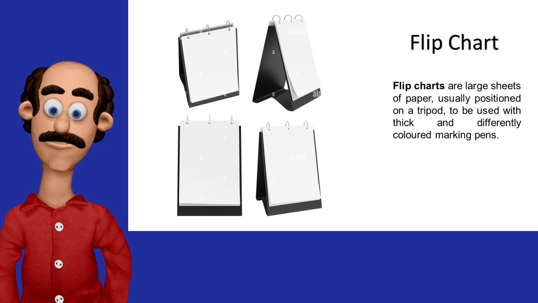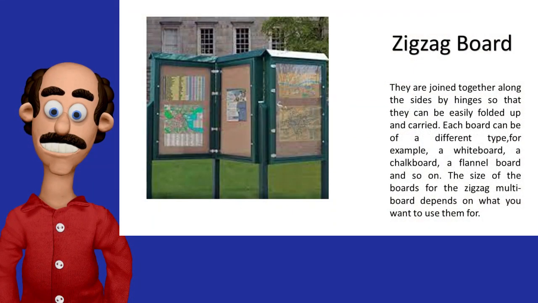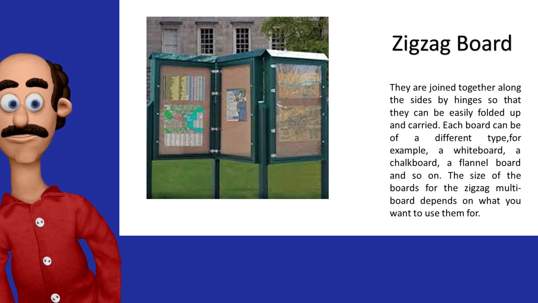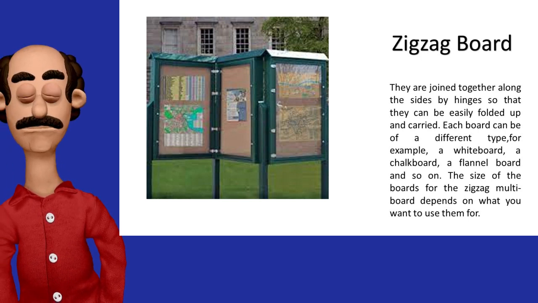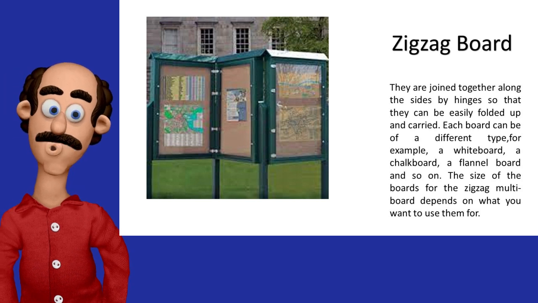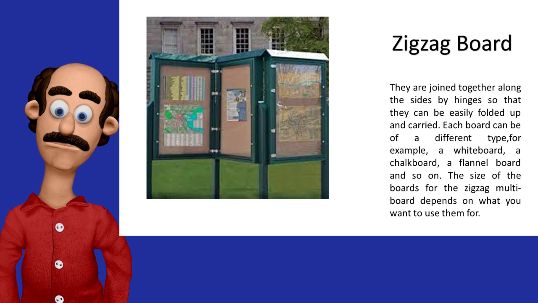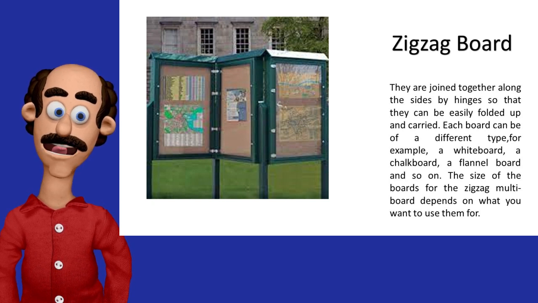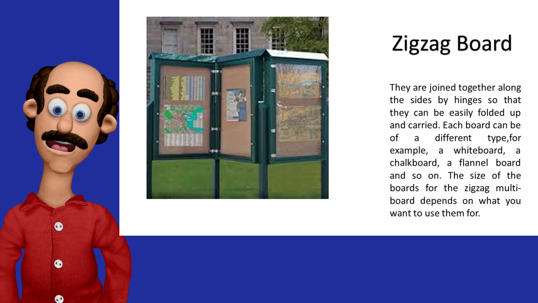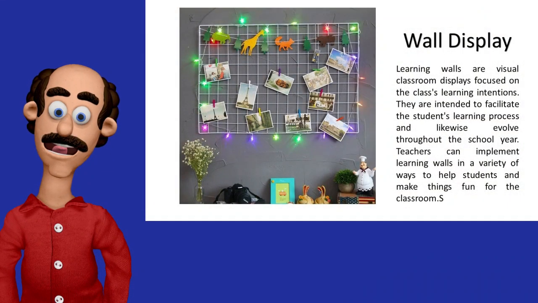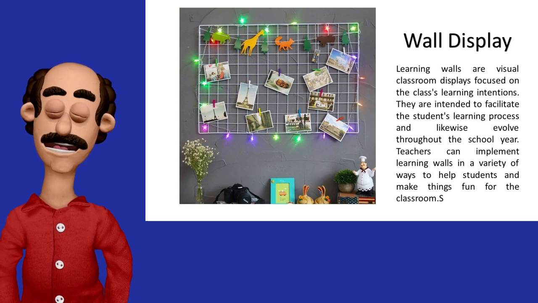The fourth one is the flip chart. It is a large tablet or pad of paper, usually on a tripod or stand. The fifth one is the zigzag board. It is a multi-board series of 3 or 4 rectangular boards. They are joined together along the sides by hinges so that they can be easily folded up and carried. Each board can be of different type, for example, a whiteboard or a chalkboard, a flannel board, and so on. The size of the boards of the zigzag multi-board depends on what you want to use them for.